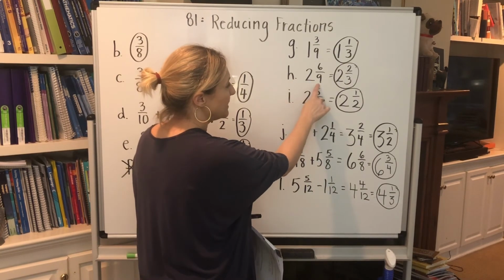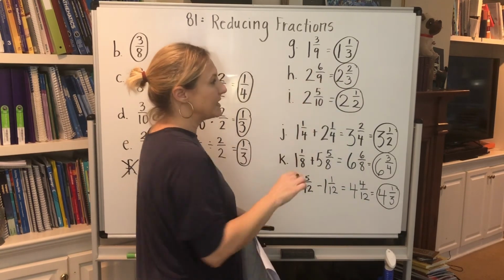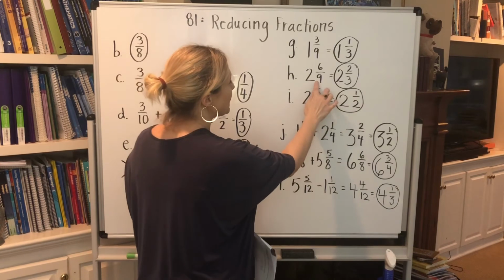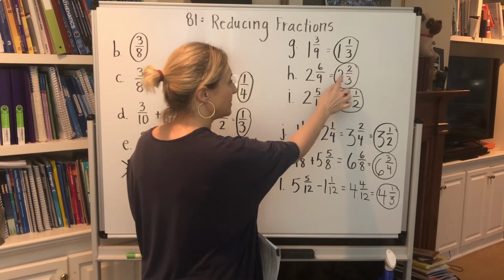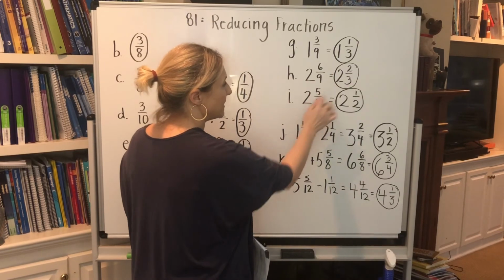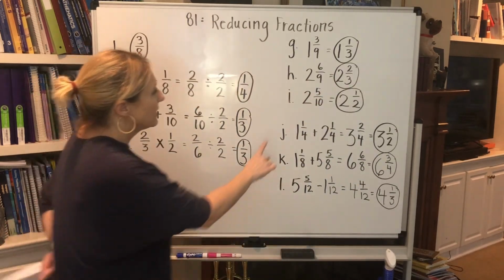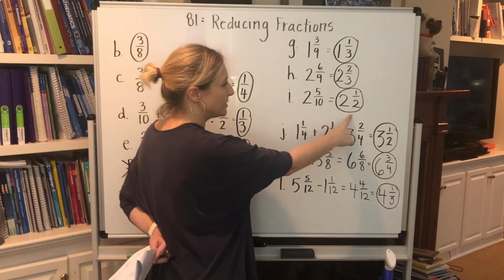H, 2 and 6/9. The greatest common factor is 3. So that reduces to 2 and 2/3. 6 divided by 3 is 2. 9 divided by 3 is 3. 2 and 5/10 reduces to 2 and 1/2.